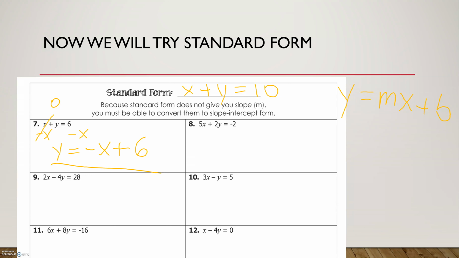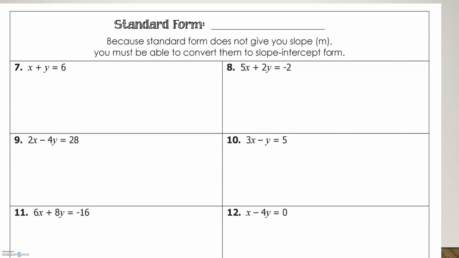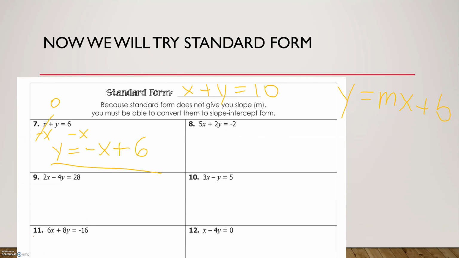Now let's try number 8. So here, again, I'm going to try to cancel out 5x first. So I'm going to subtract 5x from both sides. Minus 5x. So this is gone. I am left with 2y, which is equal to negative 5x minus 2.